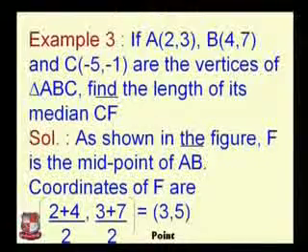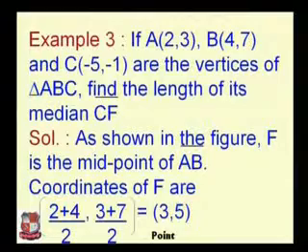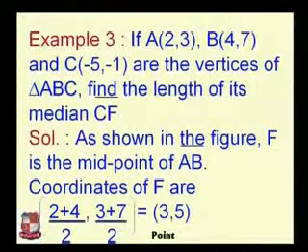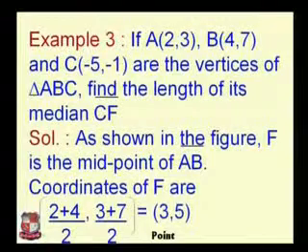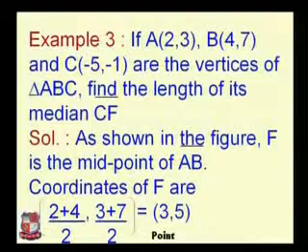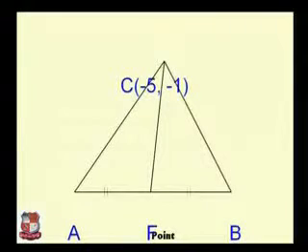Example, if A(2, 3), B(4, 7) and C(minus 5, minus 1) are the vertices of triangle ABC, find the length of its median CF. That means we have to find the median here. Solution, as shown in the figure. F is the midpoint of AB. Coordinates of F are ((2 plus 4) by 2, (3 plus 7) by 2), it is equivalent to (3, 5). Let us see this figure.